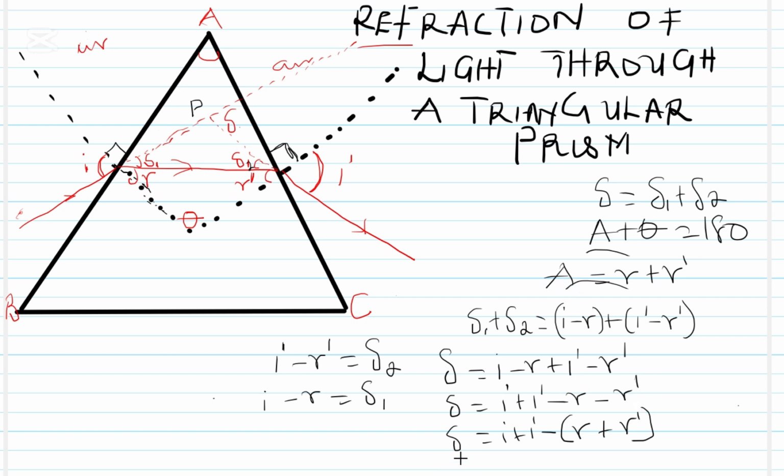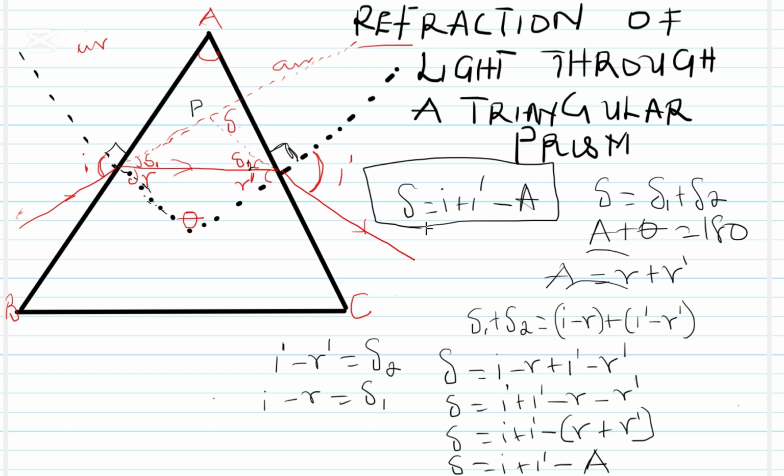Therefore, this now becomes the total deviation is equal to I plus I prime minus, we replace everything here with an A. Everything will now be replaced with an A, and this is the major equation with which we calculate the angle of deviation under normal deviation conditions. This is the equation here. Let me write it up here. We have that our total deviation is equal to the angle of incidence plus the angle of emergence minus the angle of prism. This is a major equation.